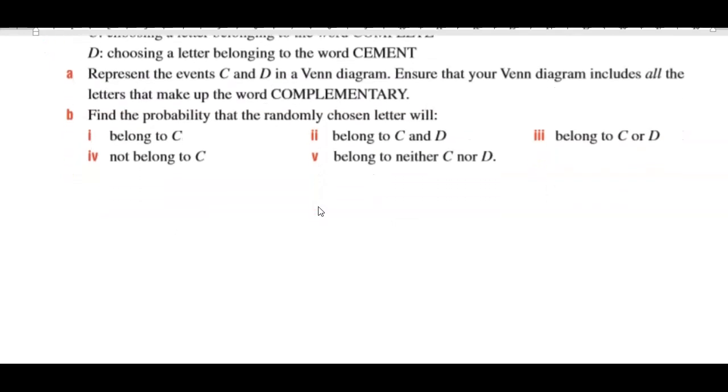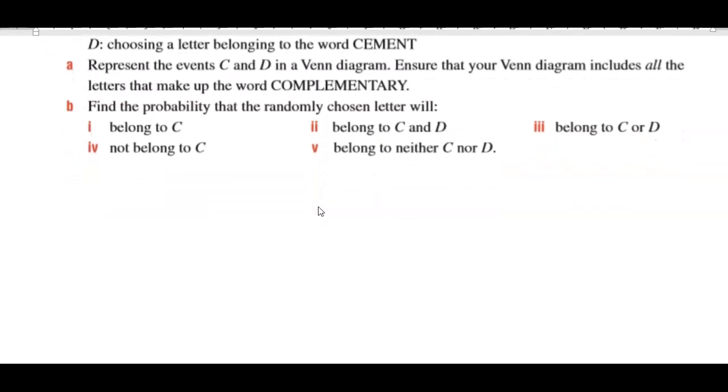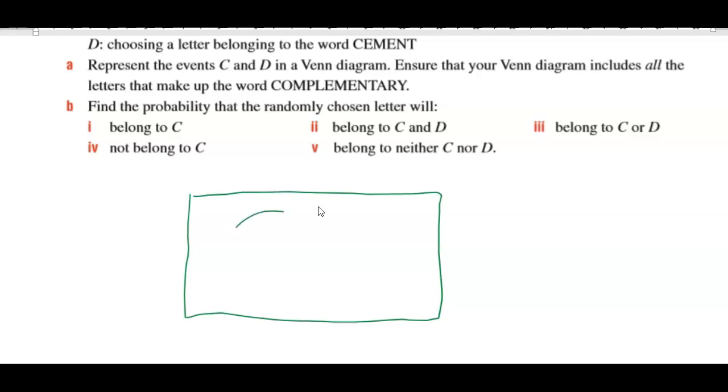So question A, we're going to create a Venn diagram, and we've got to include all the letters that make up the word complementary. So I'm going to draw my Venn diagram. Probably should have drawn my circles first and then my rectangle, but it's all good. All right, and this is event C and event D, so don't get confused with the letters.